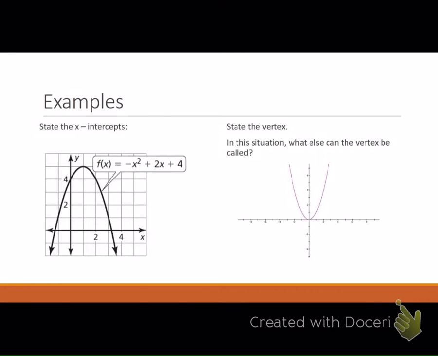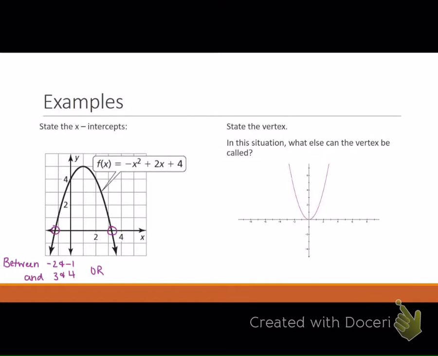State the x-intercepts. So you'll notice there's two. It's not at an exact point. Do you guys see that? So there's two ways you can write this up, and I'll accept both answers. You could say it's between -2 and -1 and 3 and 4.